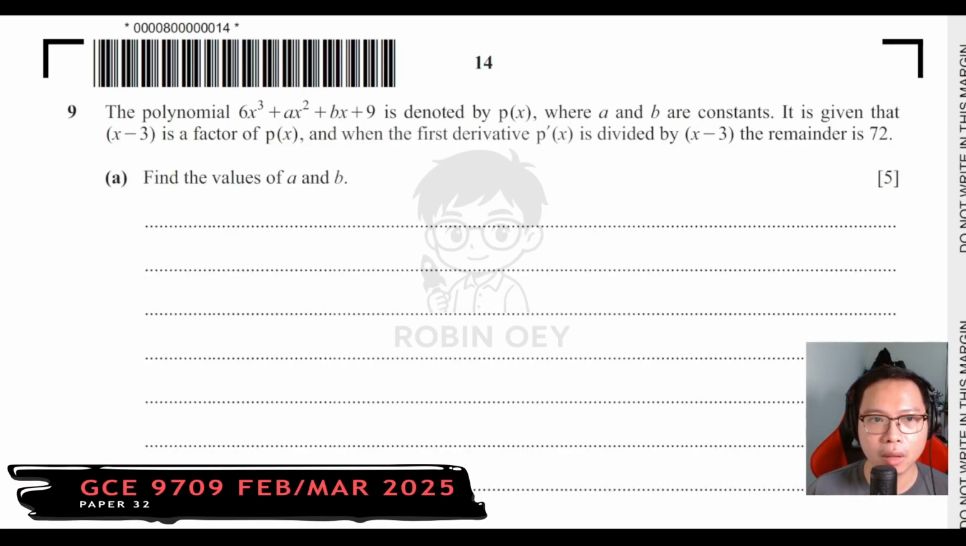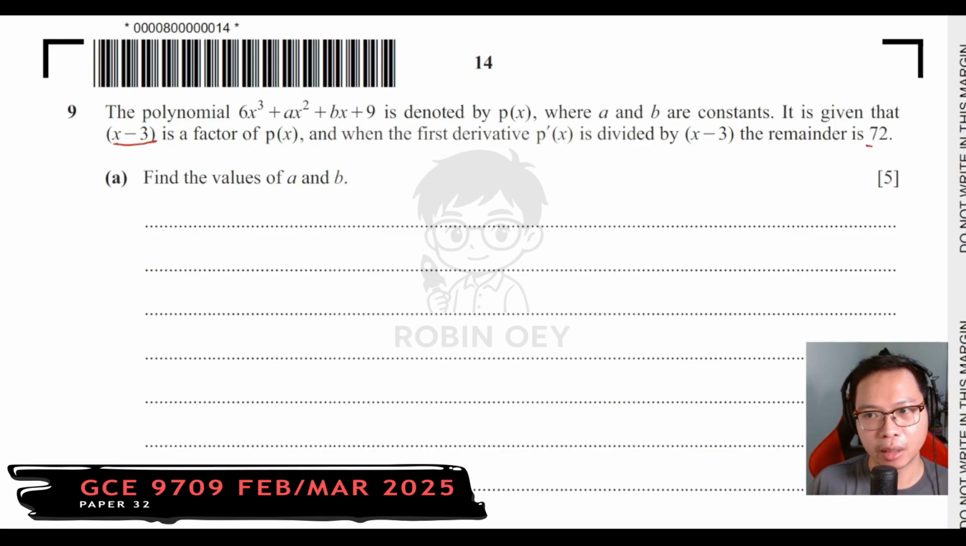For number 9, the polynomial 6x blah blah blah is denoted by p(x), where a and b are constants. It's given that x minus 3 is a factor of p(x), okay? And then when the first derivative p prime of x is divided by x minus 3, the remainder is 72. Find the values of a and b. Okay, first of all, we need to know the key point: x minus 3.